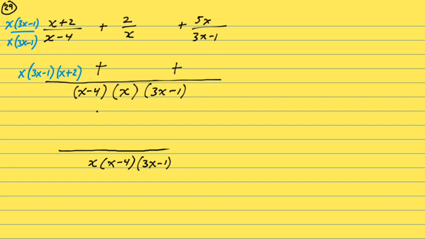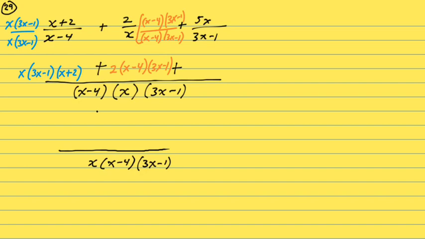Which will expand. Now in the middle, you have the x. What two things do you not have? The x minus 4 and the 3x minus 1. So I'm going to have to multiply by what? x minus 4 and 3x minus 1. So on top you have 2, x minus 4, 3x minus 1.